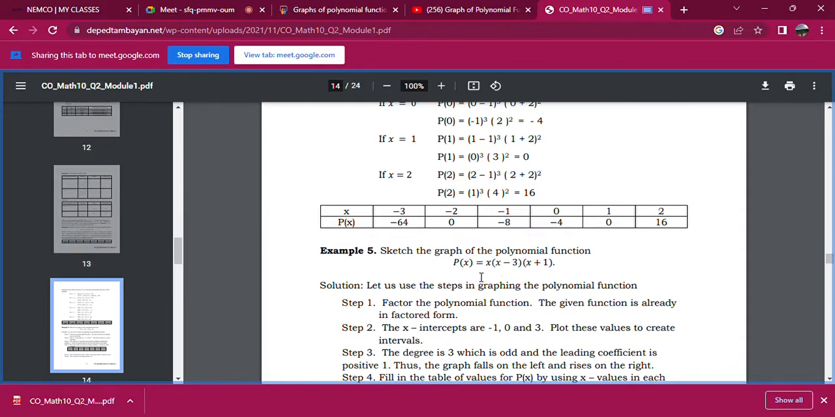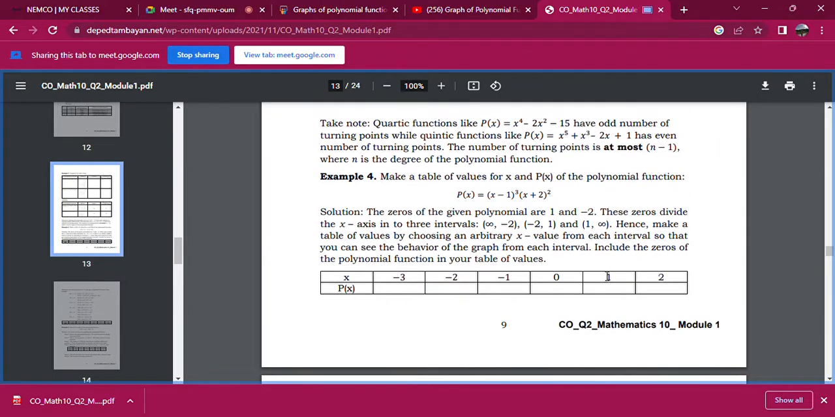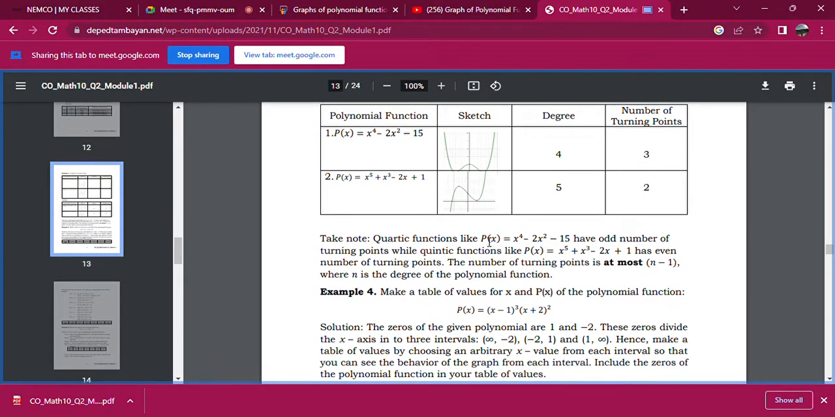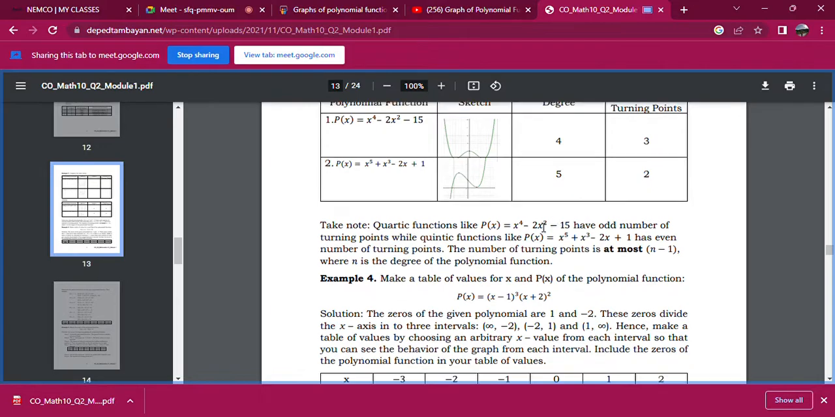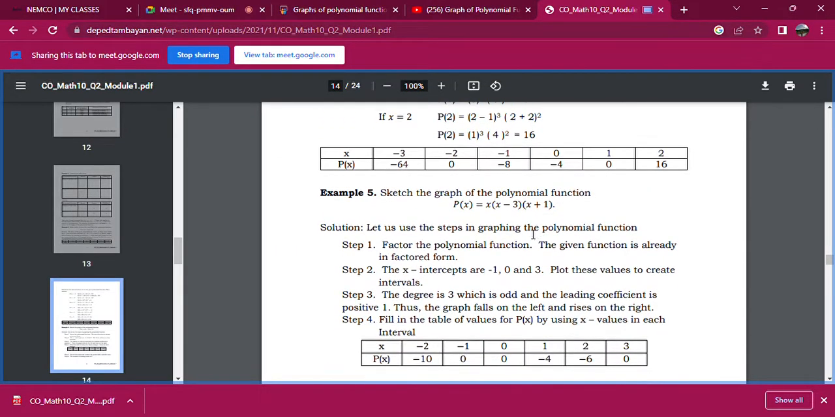Pero kung di pa siya factored form, for example, kini siya na function galing kini, ingani ang ihatag sa imo, dili pa siya factored form. So, kinahanglan na nimo siya i-factor form. But our given here is already a factored form, so we will no longer change it into factor form kay it's already a factored form. So, step 2 is that ang ato x-intercepts are negative 1, 0, and 3.